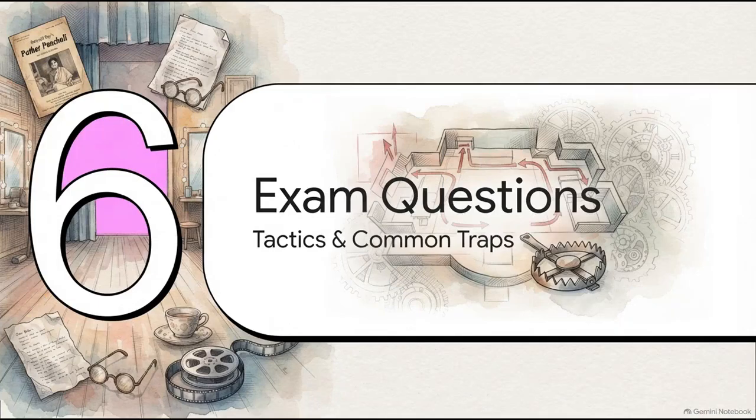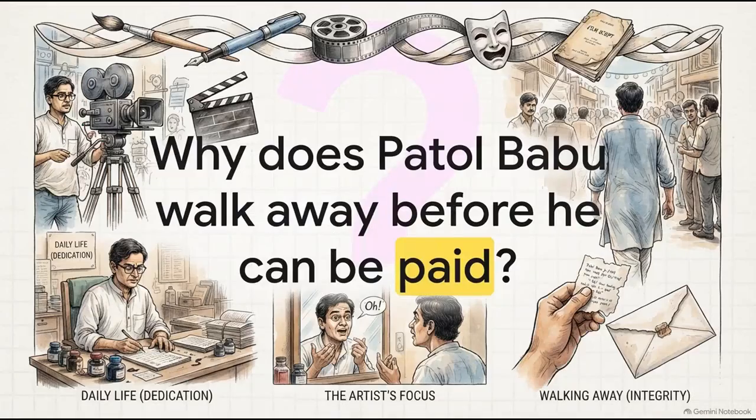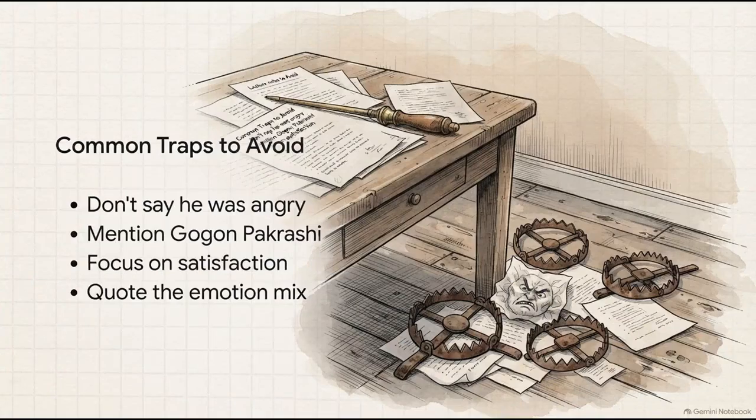Section 6, Exam Questions and Common Traps. Tactical Mastery. All right, this is one of the highest yield exam prompts you are going to encounter. Why does Patol Babu walk away before he can be paid for his role, and what does this actually reveal about his character? The examiner here is testing your deep comprehension of his underlying motivations. So the crucial point here is knowing how to avoid the common traps students fall into year after year.